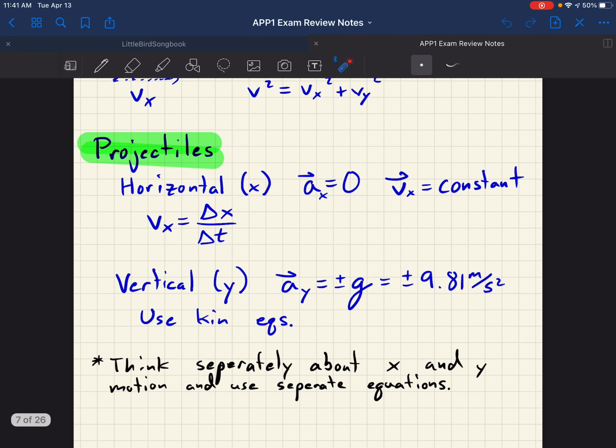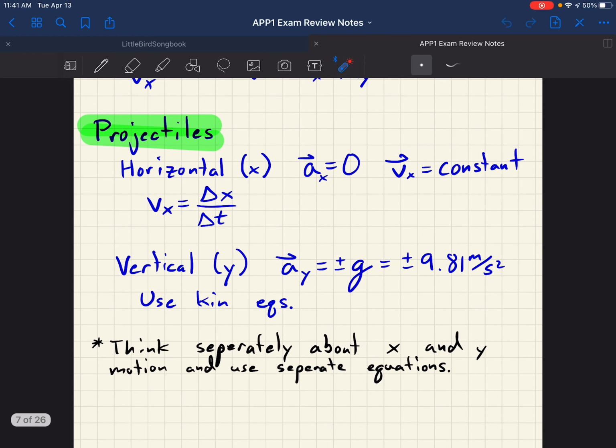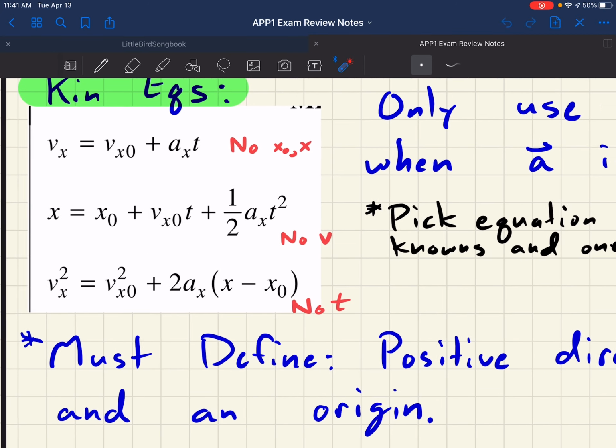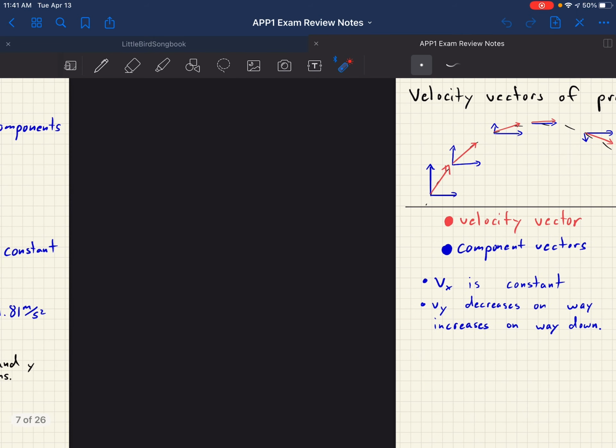Also remember that for projectile motion, in the horizontal direction, the velocity is always constant. So you can just straight up use this equation because this is a constant value, right? The acceleration is 0. In the vertical direction, the acceleration will always be equal to plus or minus g, just depending on which direction you decide to make positive or negative. And you have to think separately about the motion in the x and y directions, right? That means that you're going to have to set up different equations for the x motion and the y motion, using this equation always for the x direction. But in the y direction, you will want to use the kinematics equations because it has acceleration in that direction. And I think, here we go.